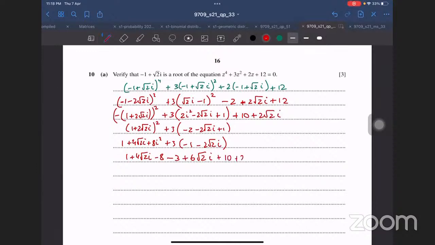Plus 10 plus 2 root 2i. Here is possibly the mistake of a sign. This is minus. So I see that everything is going down to 0. This gives me 11. This also gives me 11. This gives me 6 root 2i and 6 root 2i. So that becomes 0.